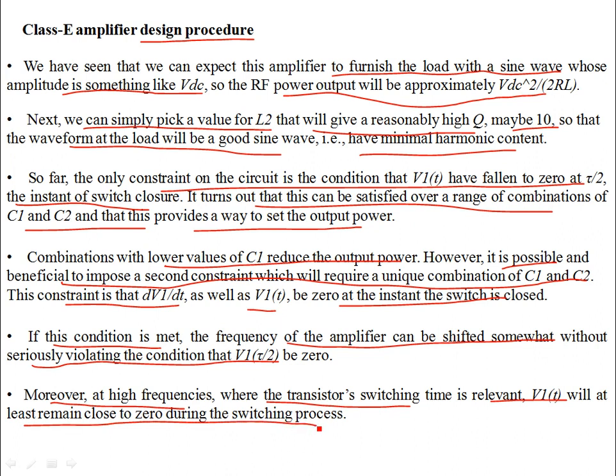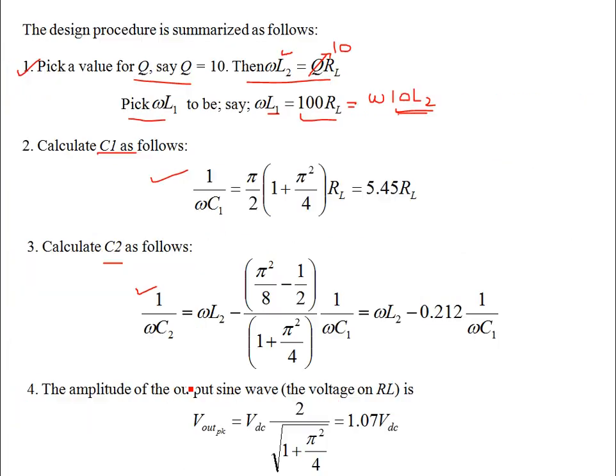During the switching process, why we are setting this differential to be 0 as well is that we are looking for power. We are setting the output power so that it is not reduced. We don't want to reduce output power. So for that we can set a second constraint, and from the design equations we can find the combination of C1 and C2 that gives us suitable output power with the condition that V1 at tau by 2 is 0, or at least it is around 0, even if the frequency is shifted somewhat.